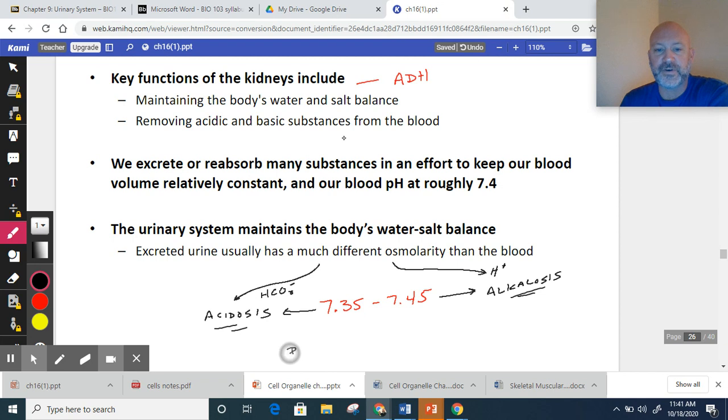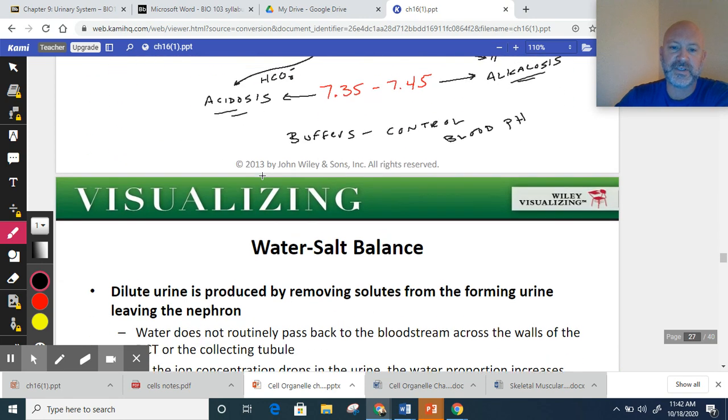So we do have buffers in the form of these two ions that control the blood pH. The main organs that control blood pH are the lungs. However, sometimes people get into respiratory distress and the lungs aren't working. So the kidneys will try to compensate by releasing these individual buffers, depending on what type of situation we have. This is called metabolic compensation.